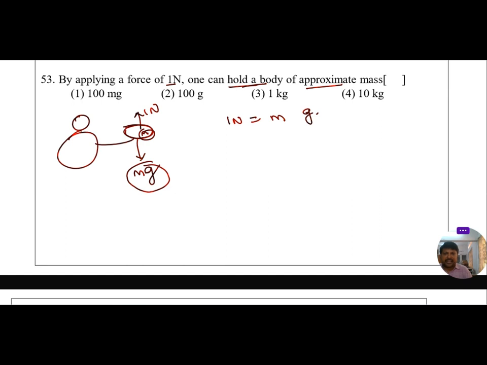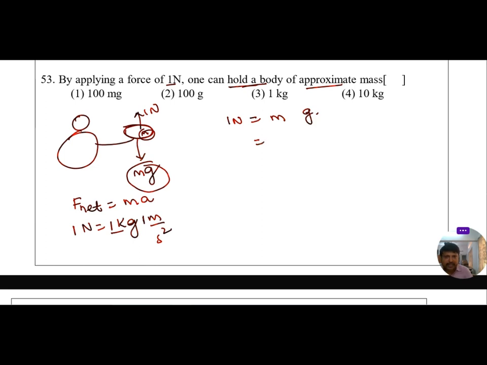Already we know very well, according to Newton's second law of motion, F net is equal to mass into acceleration. The SI unit of force is Newton, the SI unit of mass is kg, the SI unit of acceleration is meter per second square. So when a 1 Newton force acts on a body of 1 kg, it produces an acceleration of 1 meter per second square. So in the place of 1 Newton, we can write 1 kg into 1 meter per second square.